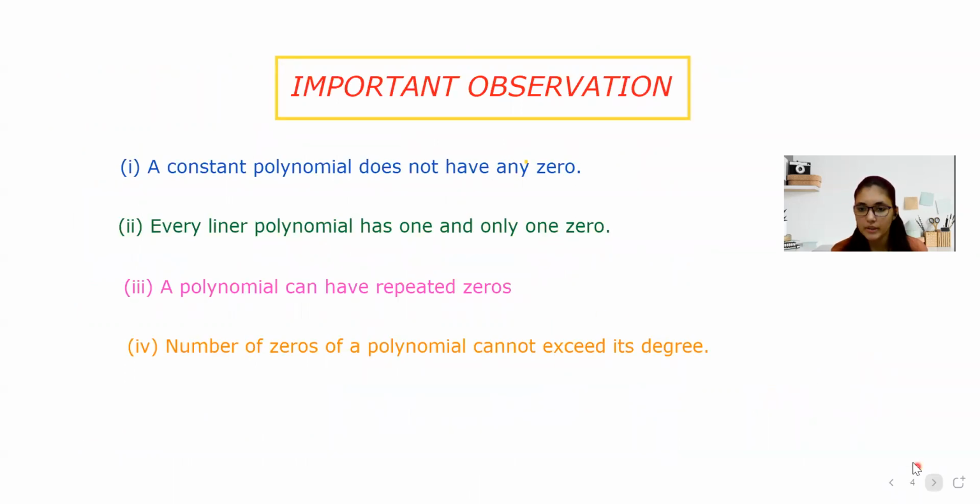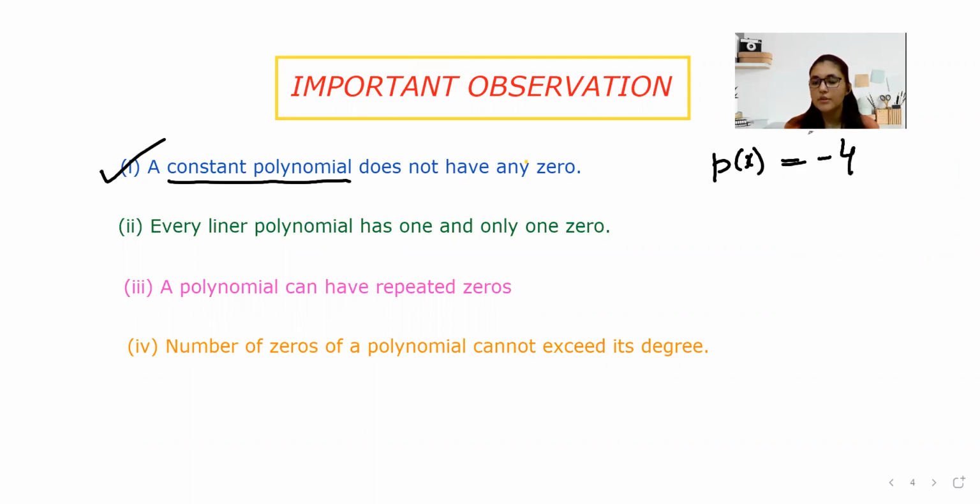Okay then. So now here come a few important observations. These are very important, so you can write these observations in your notebook. First is that a constant polynomial does not have any zero. You remember we learned constant polynomials in our previous session. Constant polynomial means, if P(x) is my polynomial and I am writing it as -4, this is a constant polynomial. So they are not having any zeros.